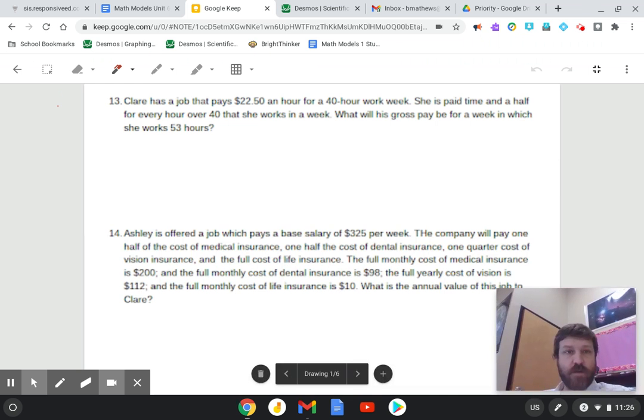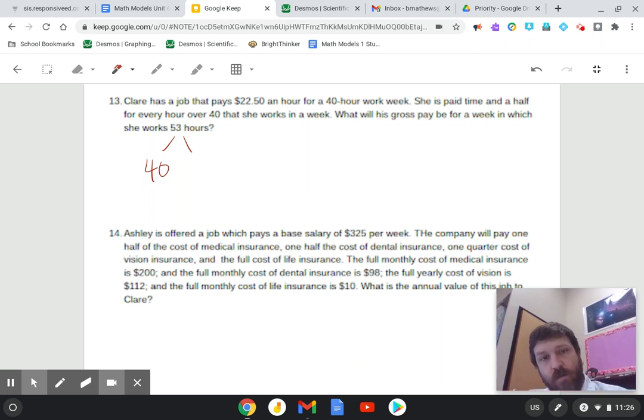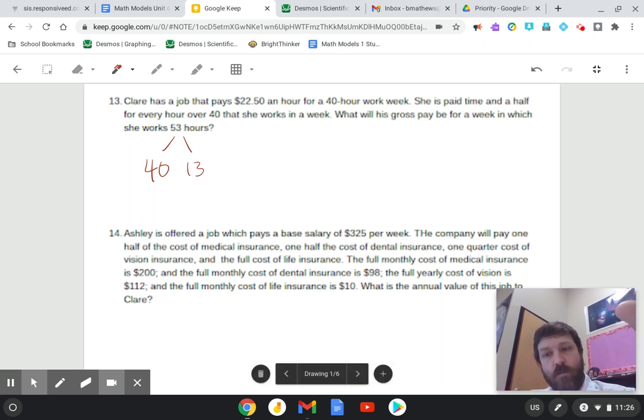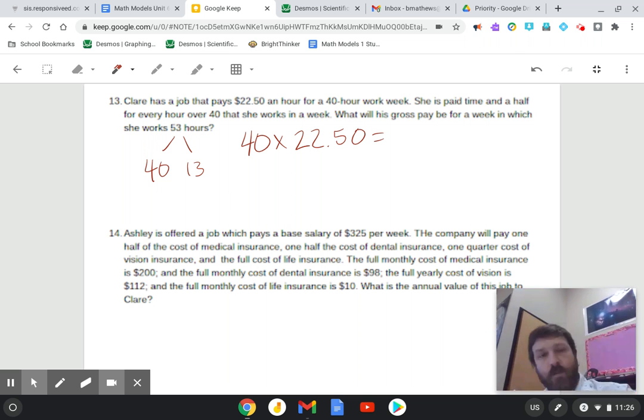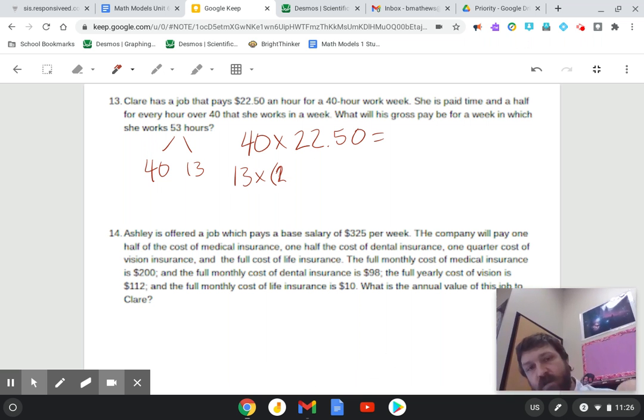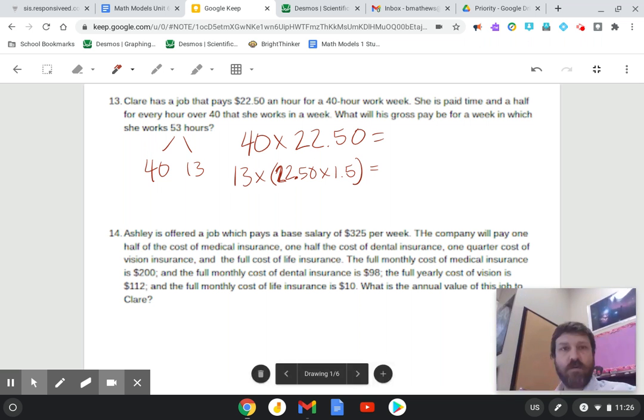Another question about overtime. Claire has a job that pays $22.50 an hour for a 40-hour work week. She's paid time and a half for every hour over 40 she works in a week. What will her gross pay be for a week in which she works 53 hours? So we know that this 53 hours is made up of 40 hours at regular pay and 13 hours at overtime pay. So we're going to do 40 times the base rate, $22.50. That's going to be one part of the answer. The other part of the answer is going to be the 13. And again, times $22.50 times 1.5.